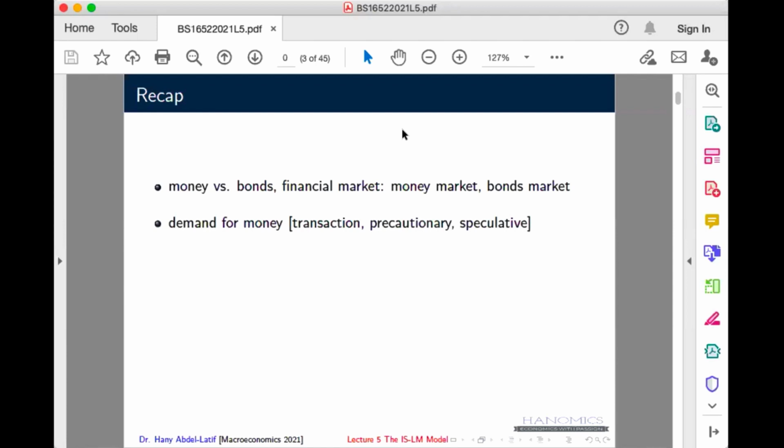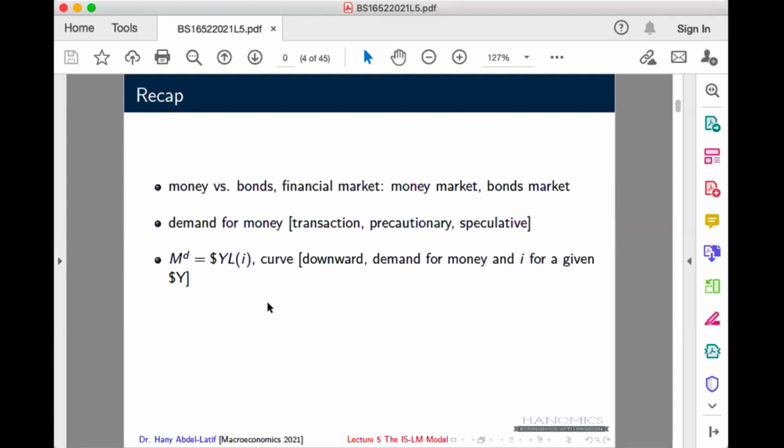So one thing I want to highlight is the demand for money. When we talk about demand for money, we talk about three reasons why we demand money. First, transaction demand. Second, precautionary reasons, and also speculative demand. And we made this distinction between the first one and the other two.